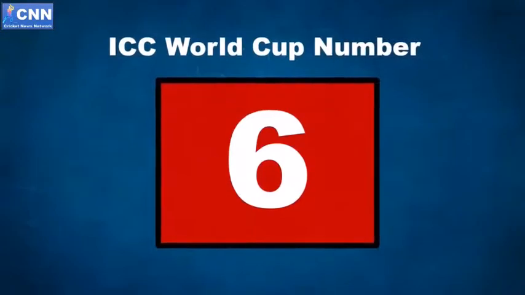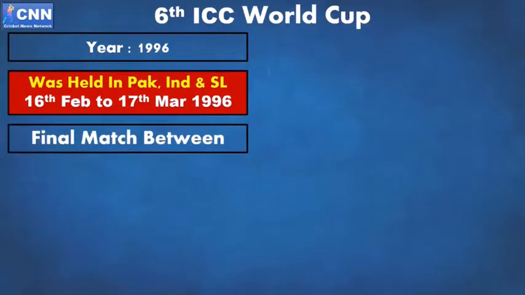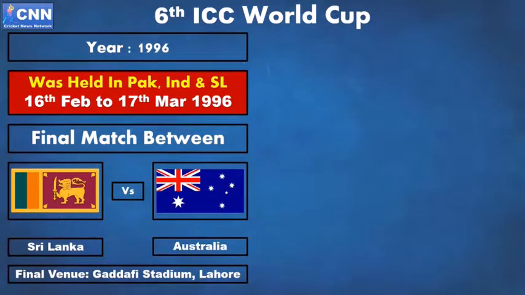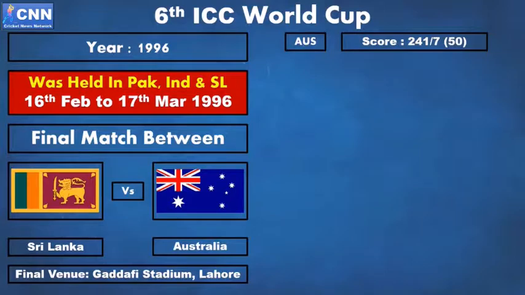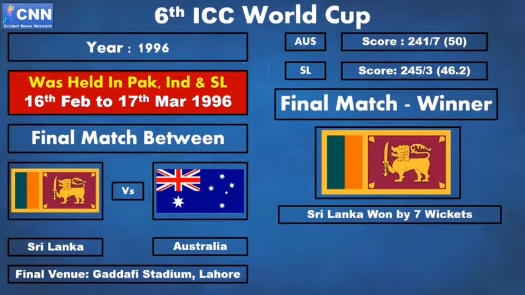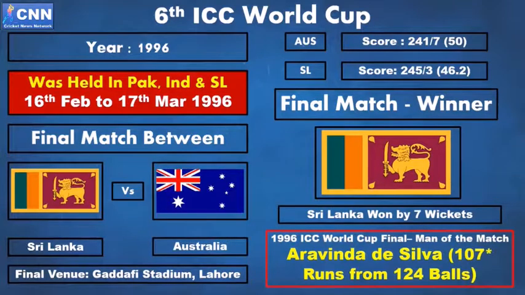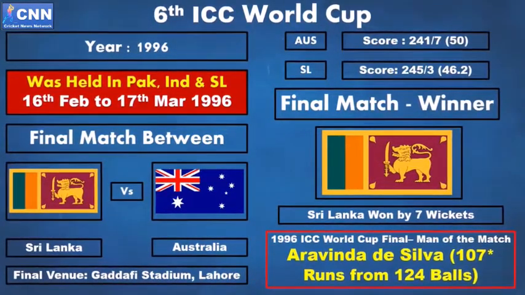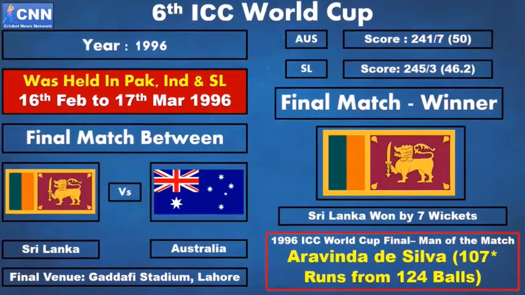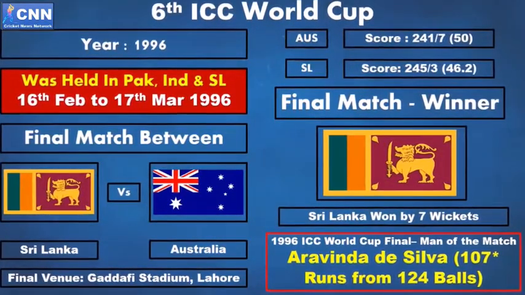ICC World Cup number 6. The 1996 Cricket World Cup was the sixth edition of the Cricket World Cup, organised by the International Cricket Council. It was the second World Cup to be hosted by Pakistan and India, and for the first time by Sri Lanka. The tournament was won by Sri Lanka, who defeated Australia in the final at the Gaddafi Stadium in Lahore, Pakistan.